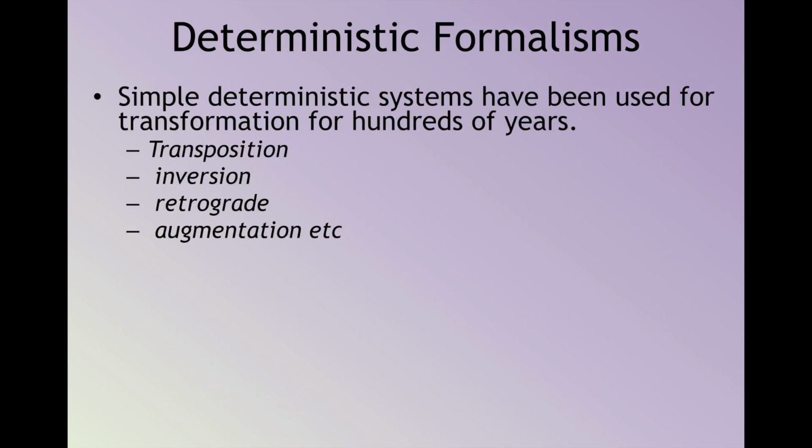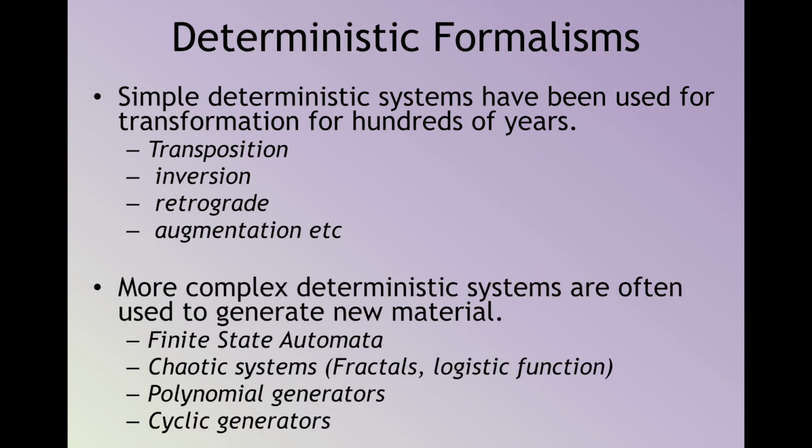Deterministic formalisms. Well, we've been using simple deterministic formalisms for a very long time. Transposition is an example. Inversion, where we flip the intervals upside down. Playing it backwards, which is what retrograde is. Augmenting intervals. They're all examples of deterministic systems. So there are more complex deterministic systems available, and they're very good at generating new material.